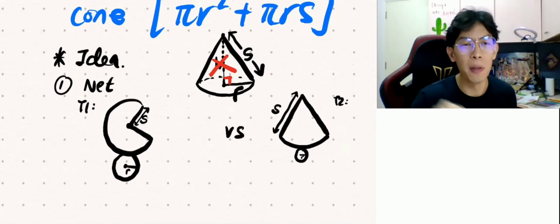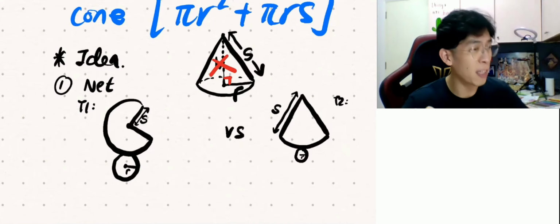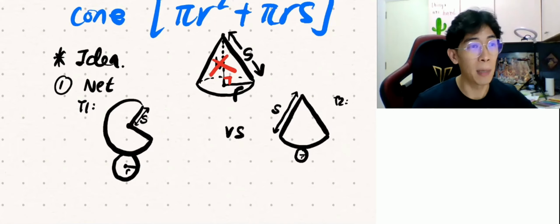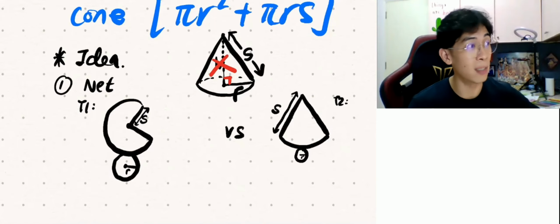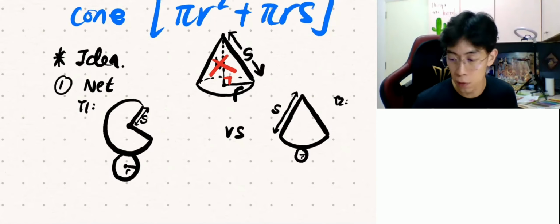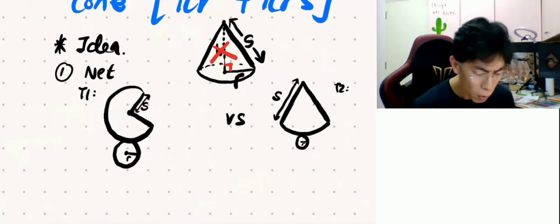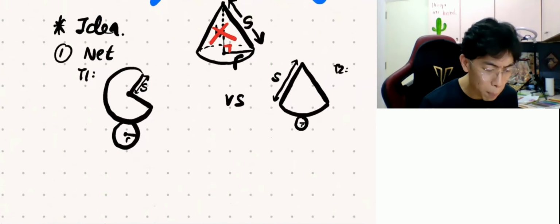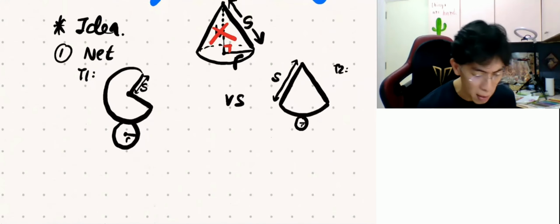Now, that one is not important because it doesn't help in solving the surface area. It's just that I want you to break it out so you know these are the nets of your cones. Okay, now we have to go to the proving part. The proving part is important.